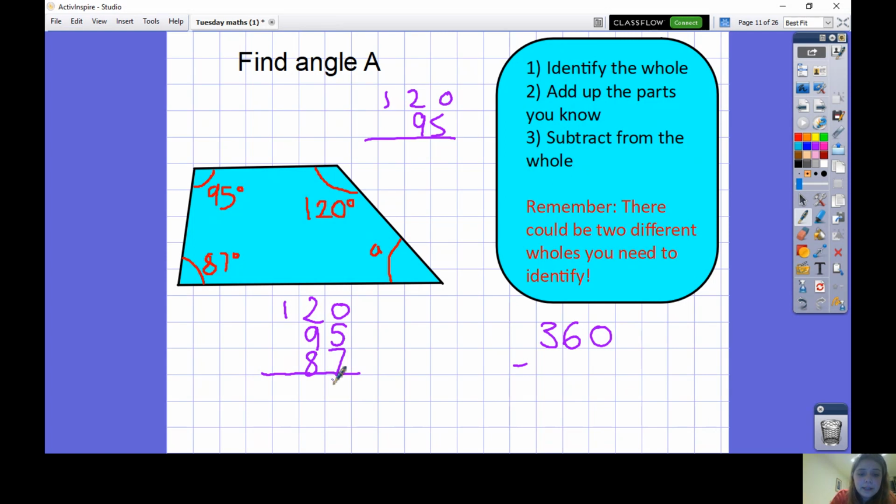0 add 5 add 7 is going to be equal to 12. 1 add 2 is 3, add 9 is 12, add 8 is 20. 1 add 2 is 3. So I've identified my whole, 360, and I've added up the parts I already know. We of course now know our final step is to subtract that from the whole. 360 subtract 302. If you can do that in your head, absolutely fine, but make sure you still write down what calculation you did. The answer for this one will be 58 degrees.